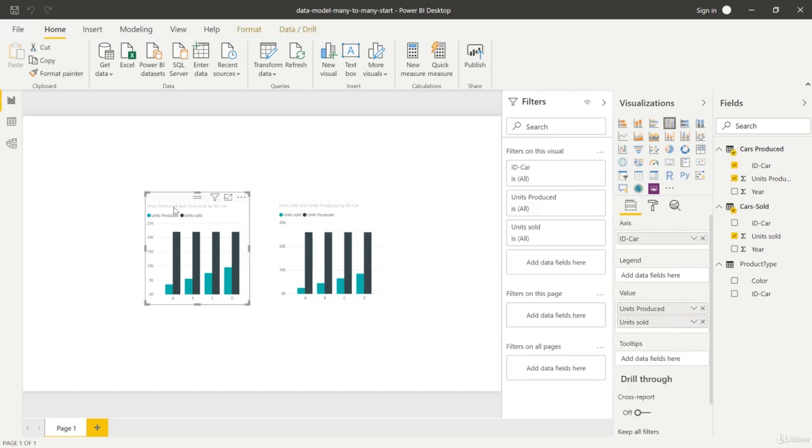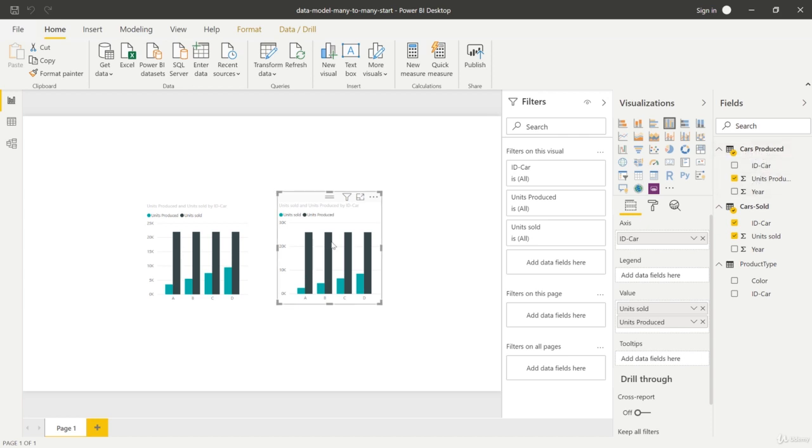If I select the first table, for example, you can also see why this is the case. Because in this table, the ID of the car and the units produced, so our first value here, is retrieved from the cars produced table. But the units sold, well, we want to get these from the second table, the cars sold table. So apparently there is a missing relationship between these two tables. Same thing is the case for the second table. If I select this one, here I use the cars sold table's information for the ID of the car and the units sold, and the units produced are retrieved from the cars produced table.